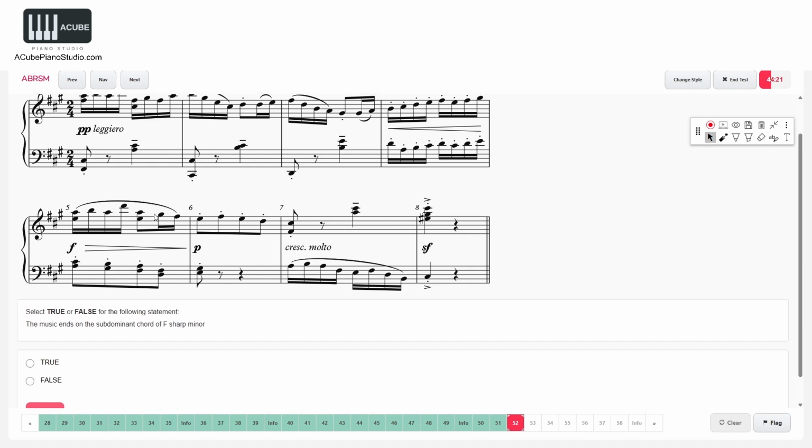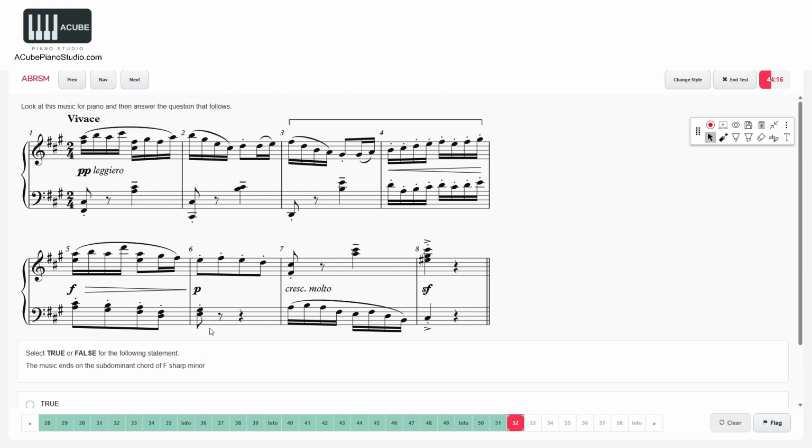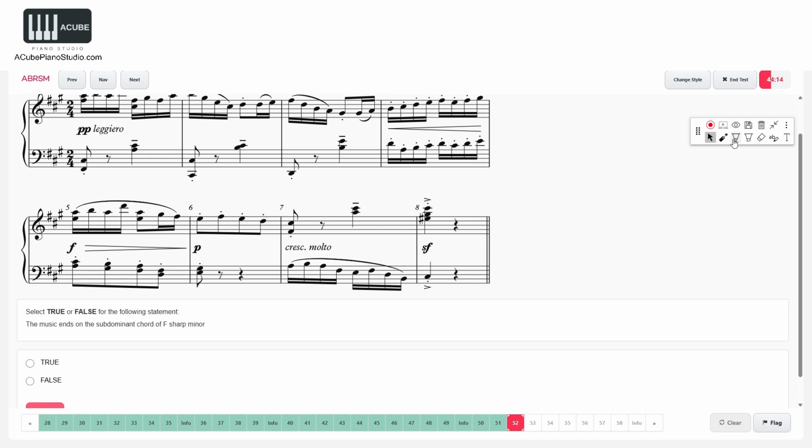Next, the music ends on the subdominant chord of F sharp minor. Okay, so F sharp minor, you have this key signature F sharp, C sharp, and G sharp. Next, subdominant means fourth, right? Fourth chord. So the fourth chord is B, D, F. Okay, no, this is fifth. Oh yeah, it's B.